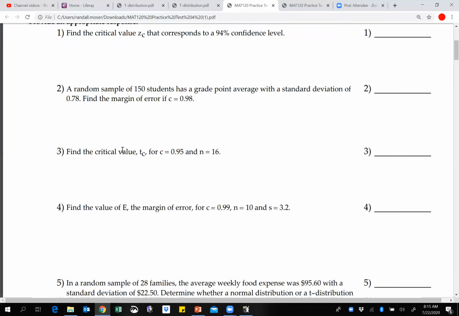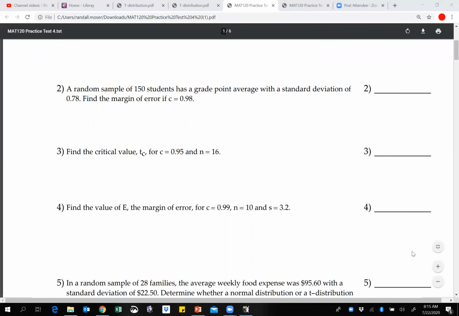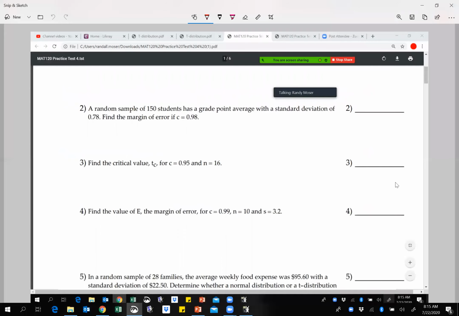This time we're asked to find a critical value TC for C equals 0.95 and n equals 16. Now there are 2 different approaches you can take. If you have a TI-84, there is an inverse T command. The inverse T command in the TI-84 accepts 2 inputs.